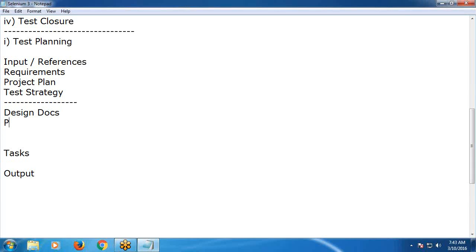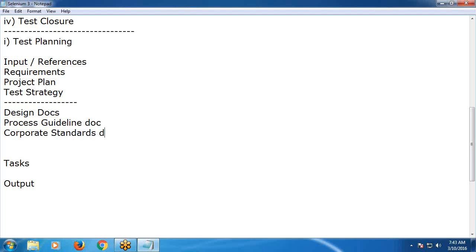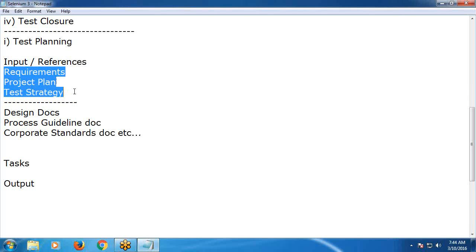Next, process guidelines. Process guidelines documents, one or more. Next, company corporate standards, docs, etc. See, the first three are mandatory documents or references, the remaining are optional.